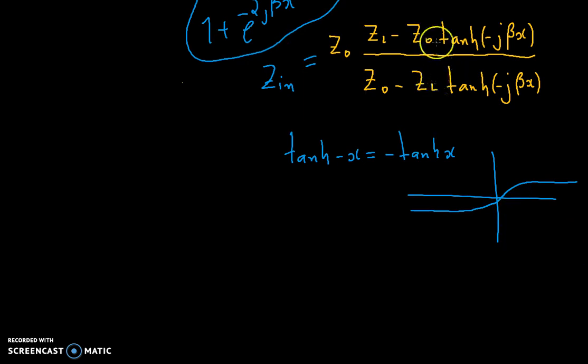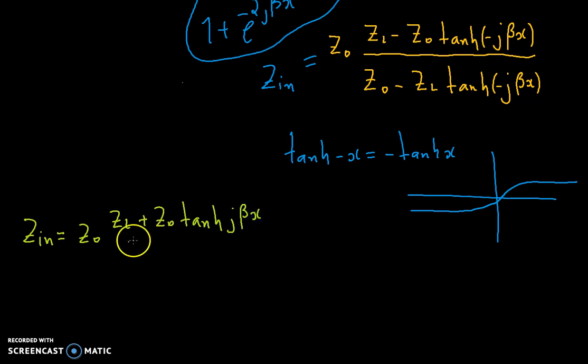So we can remove this minus sign here and cancel it with this minus sign here in front. So let me change color here. Zin will be equal to z naught times zl plus z naught times the tanh of j times beta times x divided by z naught plus zl times tanh of j beta x.